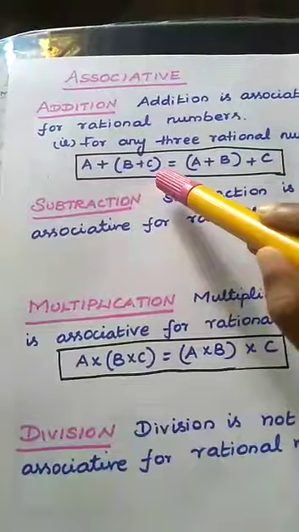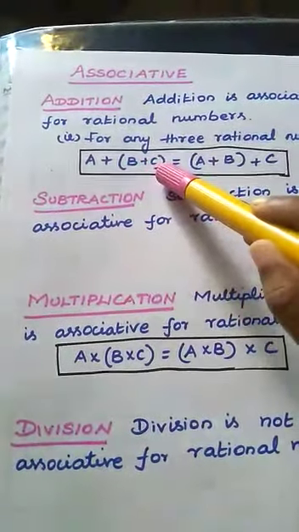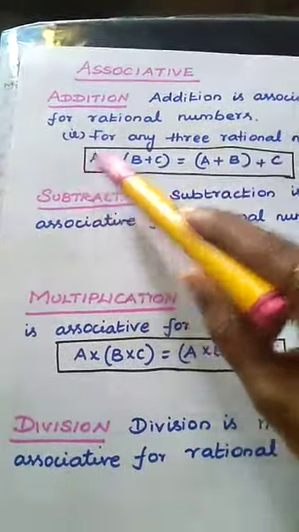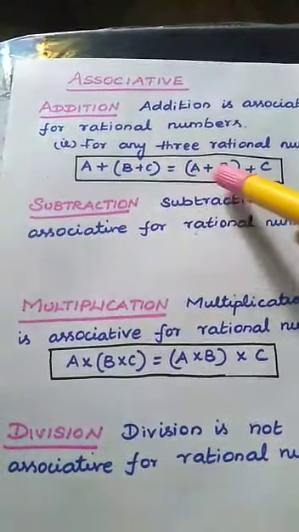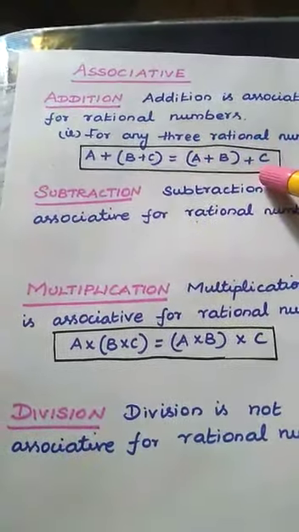We take three rational numbers now. First we have to add the B and C value. Then we have to add with A. In RHS, first add the A and B value. Then we have to add with C.